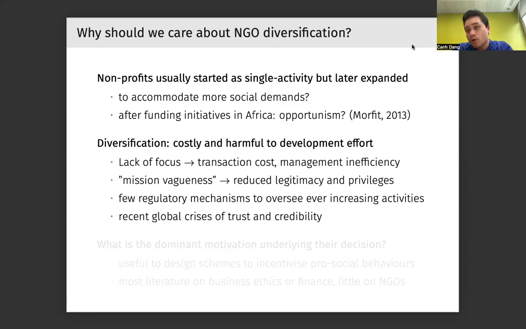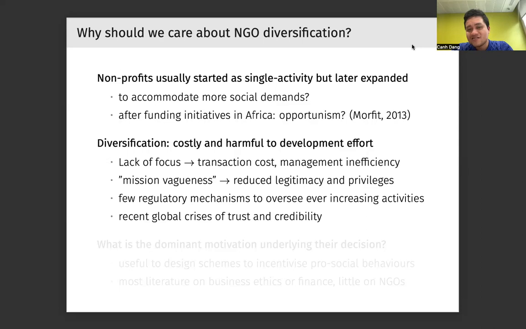The creation of more and more activities would create an image of mission vagueness, right? So it reduces the legitimacy and privileges associated with being an NGO or being a non-profit. More activities also mean a stronger need to oversee their operation. And especially in developing countries, it is getting harder and harder for the public and for donors to have effective regulatory mechanisms to oversee their activities and their management.